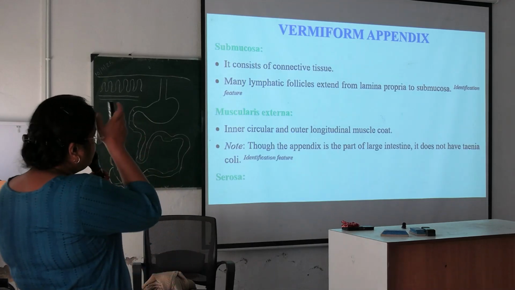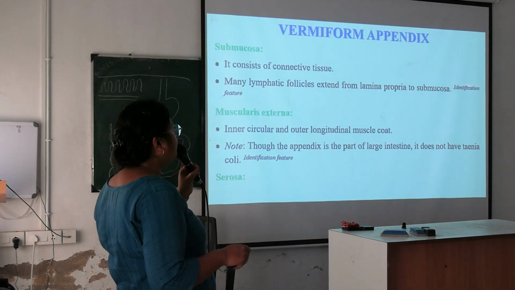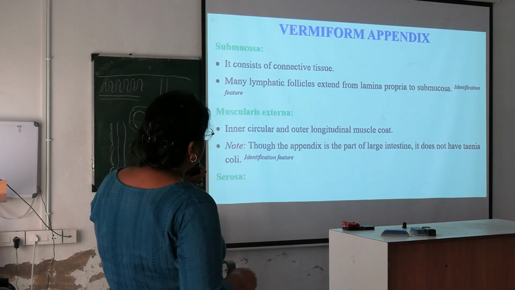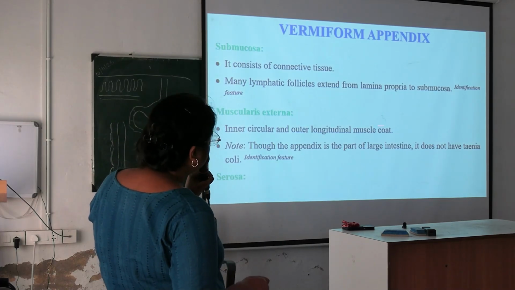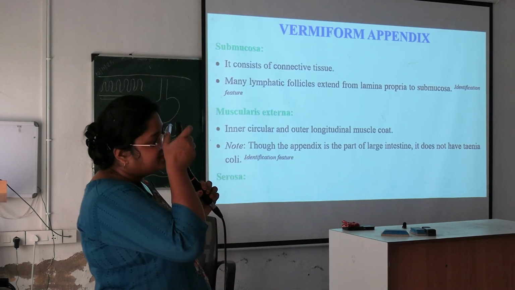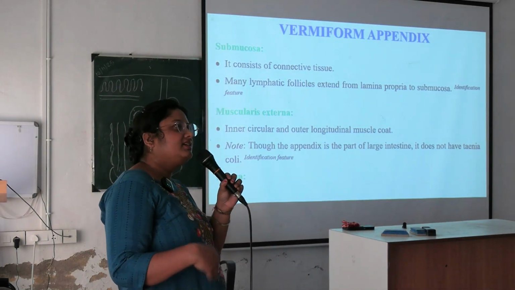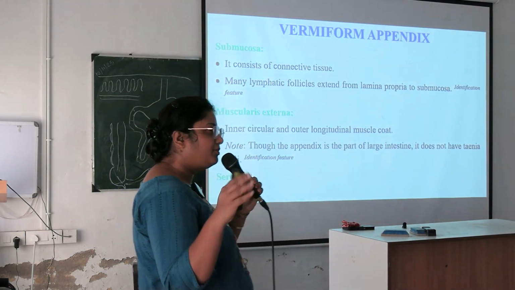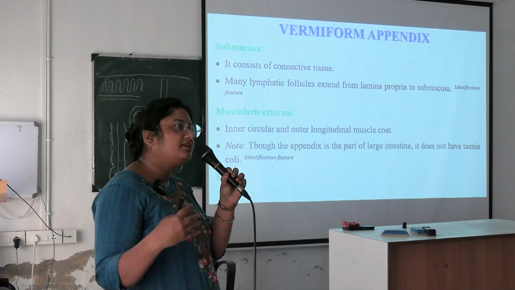Next is the submucosa. It consists of connective tissue. Many lymphatic follicles extend from lamina propria to the submucosa. Muscularis externa is formed by inner circular and outer longitudinal muscle coats, and though the appendix is part of the large intestine, it does not have any Tenia Coli. The other features, appendices epiploicae and haustrations, are also absent in the appendix. The main feature is the presence of multiple lymphoid follicles located in the lamina propria and extending up to the submucosa.